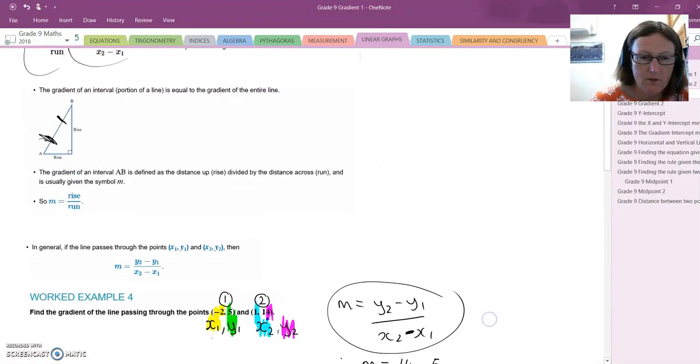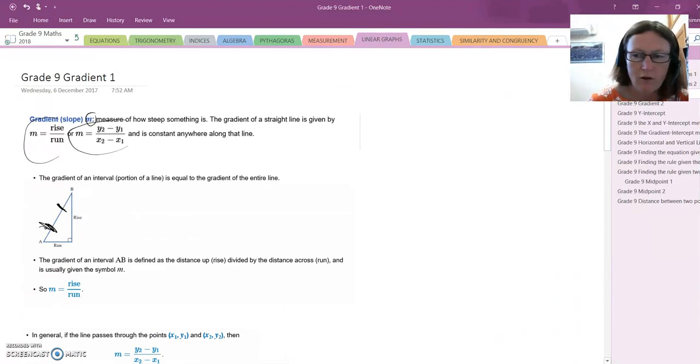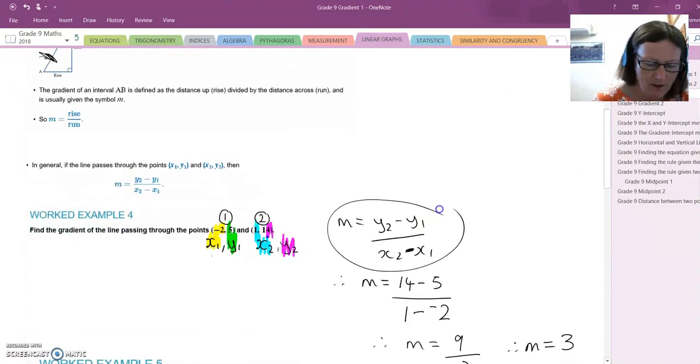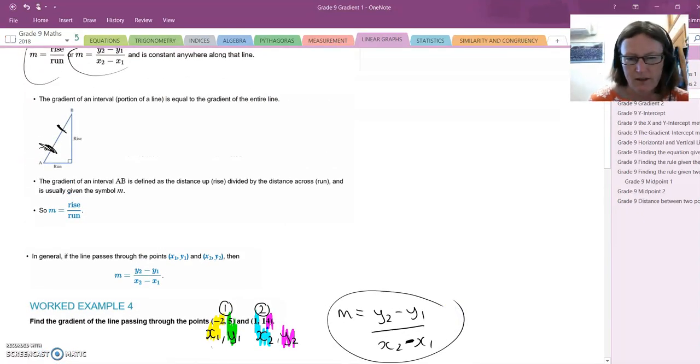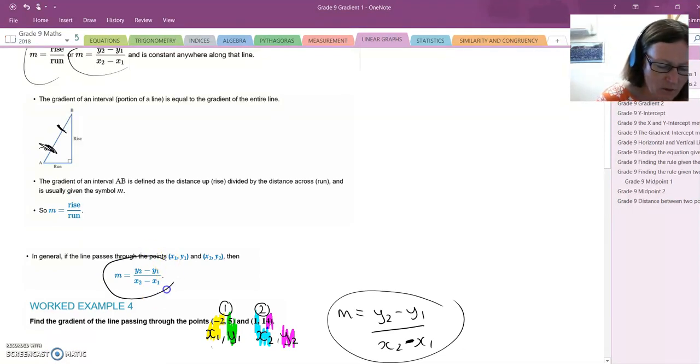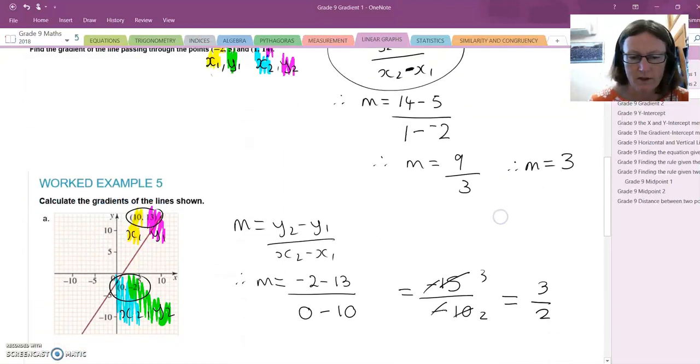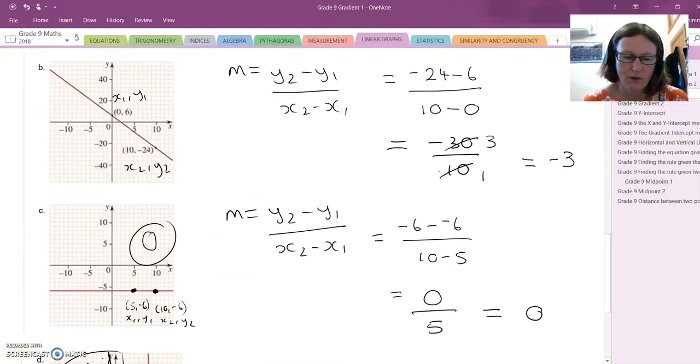So gradient is a measure of steepness. Anywhere along the line, the gradient is the same if it's a straight line. And so we don't have to actually sketch it and work out the rise and the run from the sketch. Basically, this formula is a different way of saying rise over run. So that's our first video for gradient.